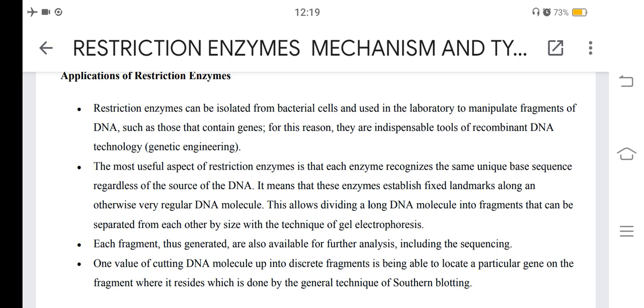The most useful aspect of restriction enzymes is that each enzyme recognizes the same unique base sequence regardless of the source of DNA. It means that these enzymes establish fixed landmarks along an otherwise very regular DNA molecule.